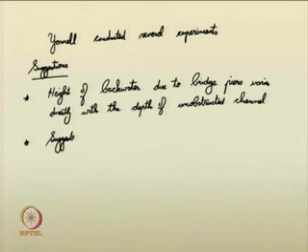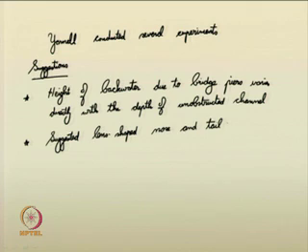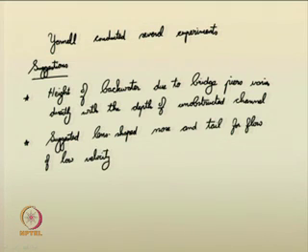He suggested lens shaped nose and tail for flow of low velocity. For low velocity flow, the bridge piers should have some lens shaped concave form, like that he suggested.